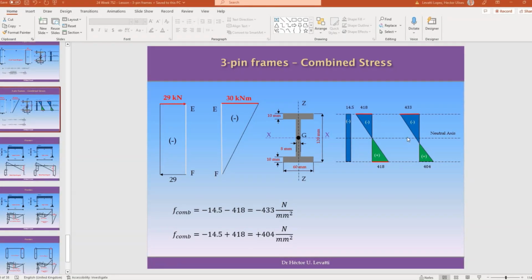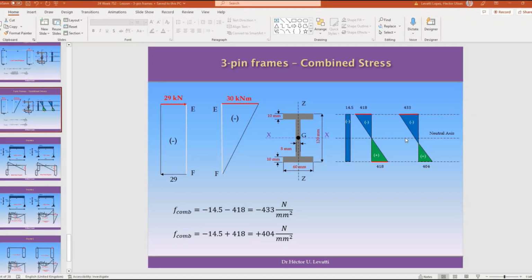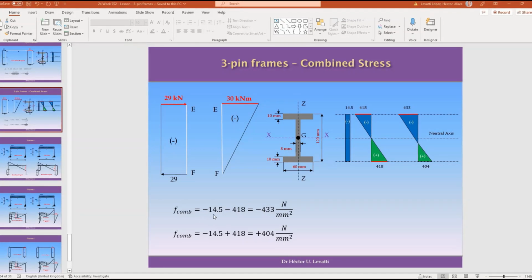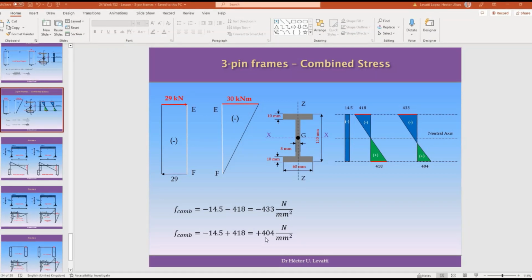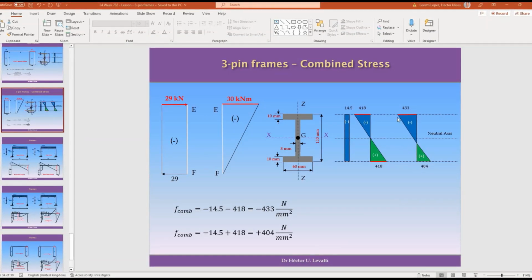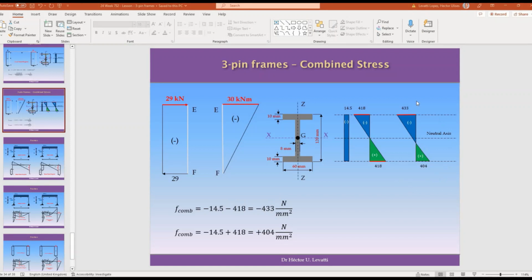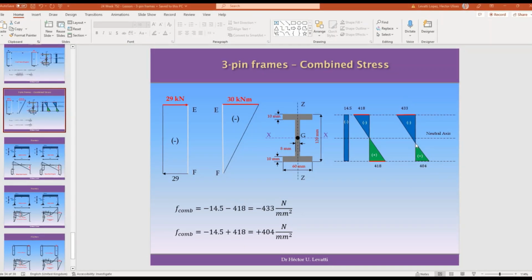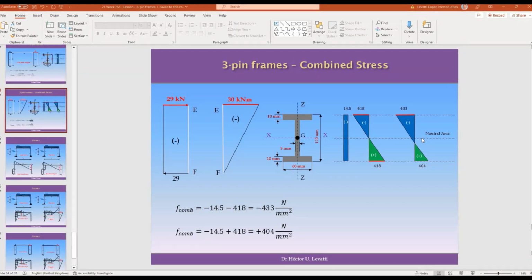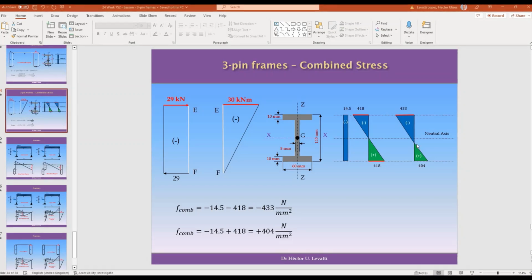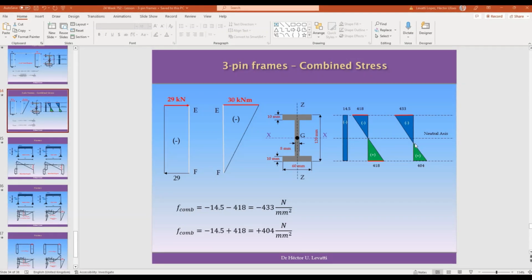So we need to combine these two stresses to have the total stresses on the cross section, combining compression and bending stresses. This is what I did here. Basically, in one extreme you will have minus 433, and in the other extreme you will have plus 404. So you will have a distribution of combined stress like the one on the screen that I'm circling right now. And you notice that the zero will not be in correspondence with the original neutral axis of the cross section anymore, because the combination of compression and bending stresses has moved the neutral axis to a new position.